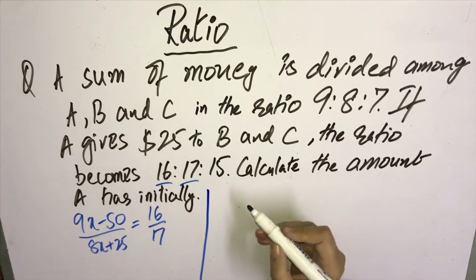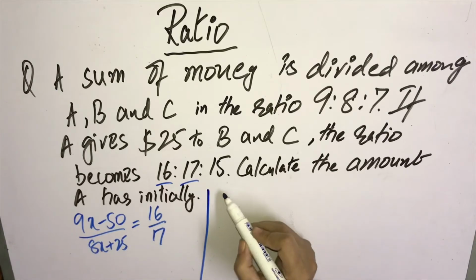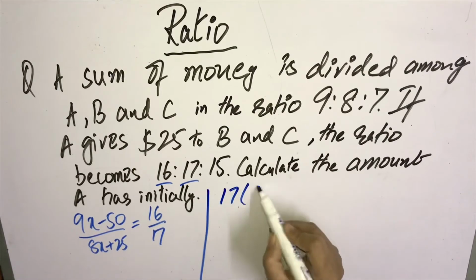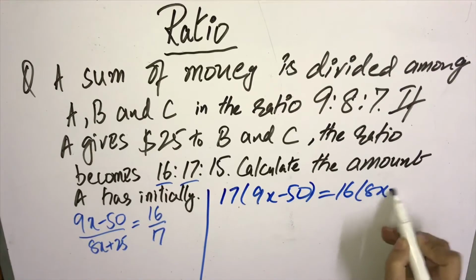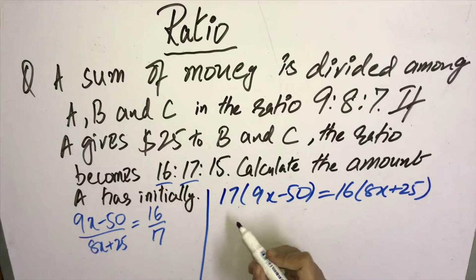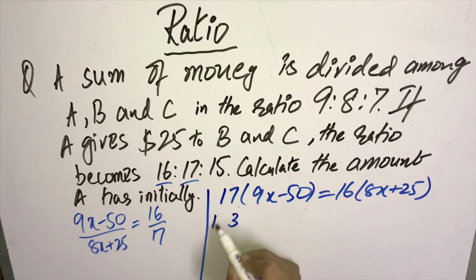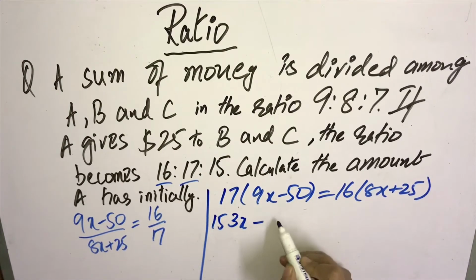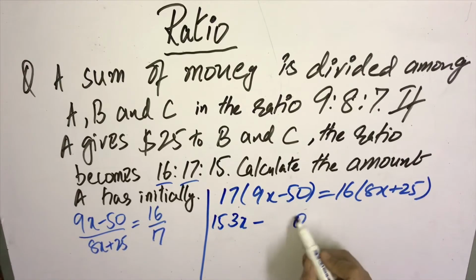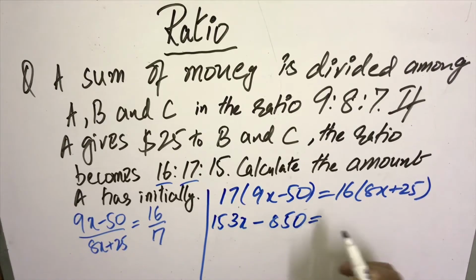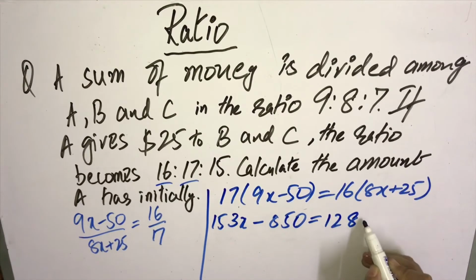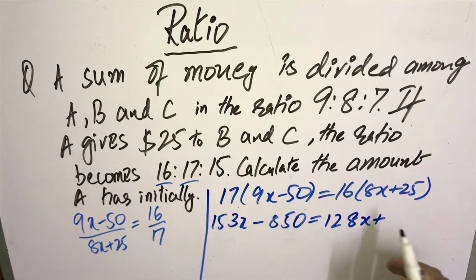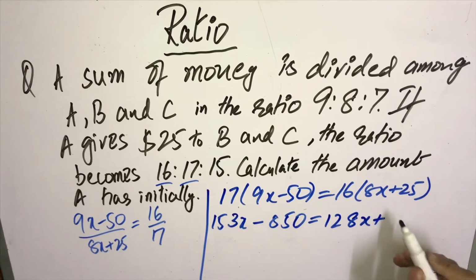Now when I solve it, I shall cross multiply. I shall multiply 17 with 9x minus 50 and 16 with 8x plus 25. 17 multiplied by 9 is 153x, minus 17 multiplied by 50, which is 850, equals 16 multiplied by 8, which is 128x, plus 25 multiplied by 16, which is 400.